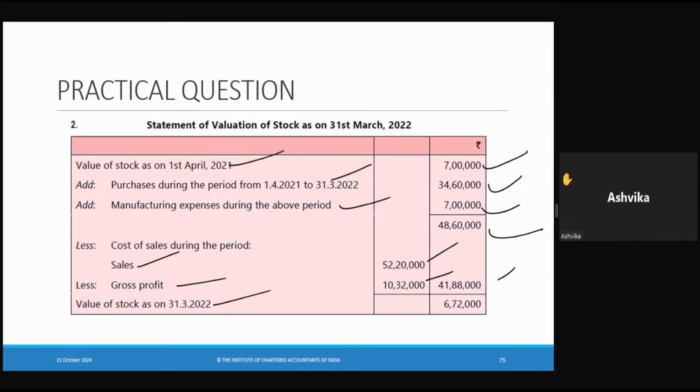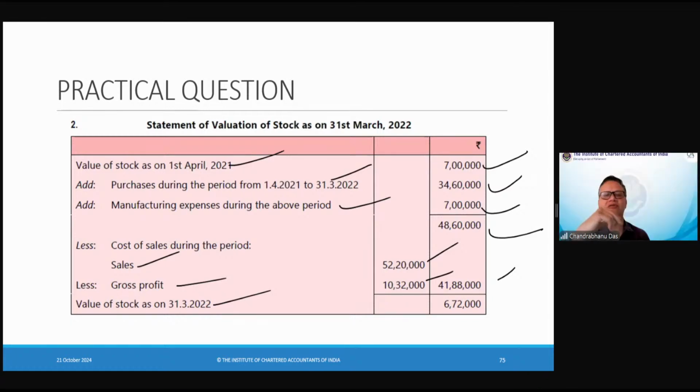Okay. So we'll be doing more problems on this, and normally the confusion comes when it is an opening stock calculation. But we'll solve it. Okay. Thank you, all of you. So we'll be discussing on Wednesday.